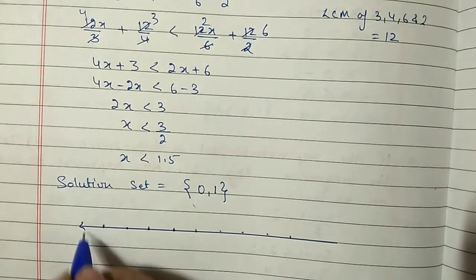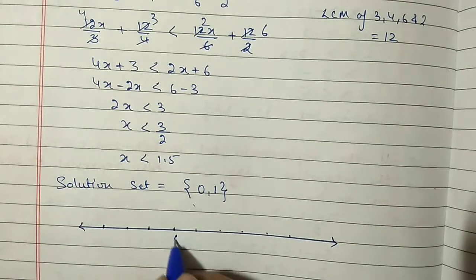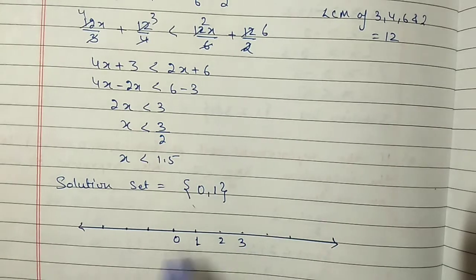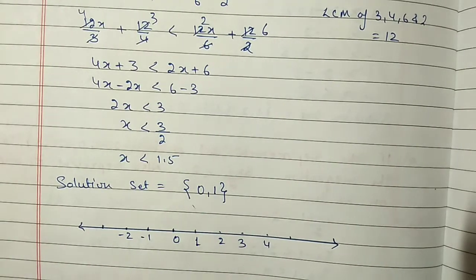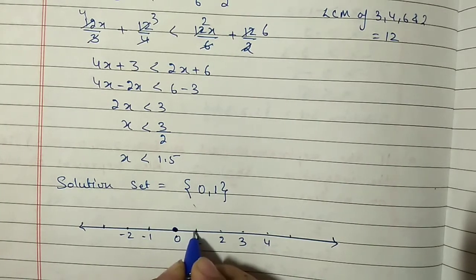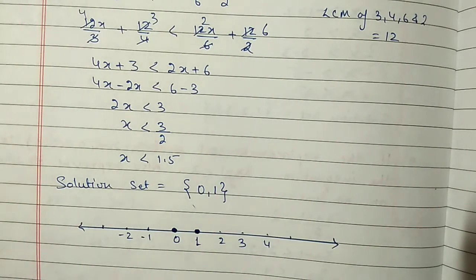Both the side arrow. Then 0, 1, 2, 3, 4 and on the left side minus 1, minus 2. We have to represent only 0 and 1. So dark it.